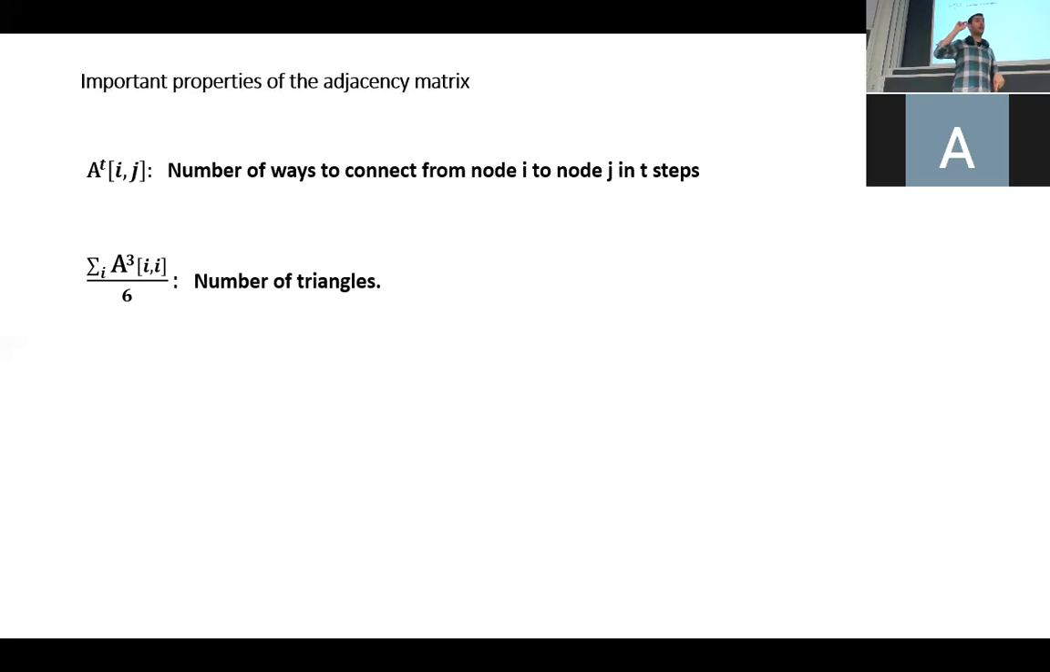However, I count every triangle this way 6 times. Why? Because for every triangle, I can go this way or the other way. I can complete a triangle like this or like this. I count 2 times, and I count each triangle from each node 3 times as well. So I count each triangle excessively 6 times. So I can calculate immediately the number of triangles in a network using the adjacency matrix really effectively. And this 6 comes from the direction and the number of nodes.